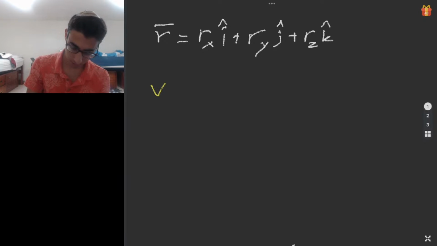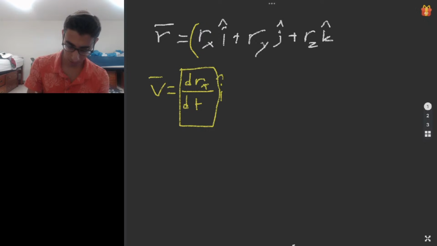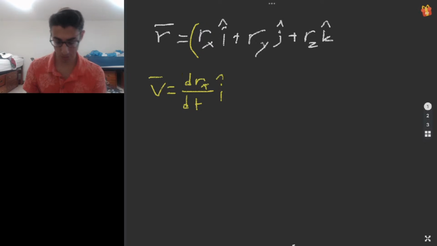So we could express velocity in a very similar way, based on position. So v, the velocity, would equal the derivative of r sub x with respect to time, because that's what velocity is in relation to position, times i hat. Now notice that you are taking the derivative of this whole thing, right? But since i hat is constant, it doesn't change with time. We just bring it down as a constant, and we just take the derivative of r sub x, which may or may not be changing with respect to time.